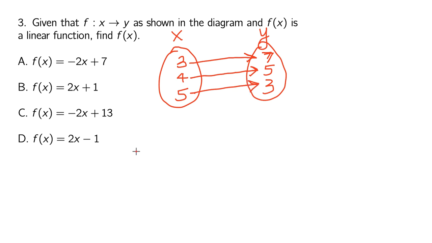So the question is, if this represents a linear function, then we are supposed to find that function. A number of ways to do this. If you observe that as x increases, from 3 to 4, 4 to 5, y decreases. y goes from 7 to 5 and then 5 to 3.